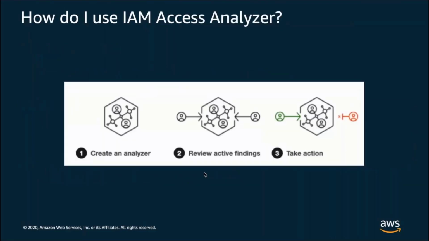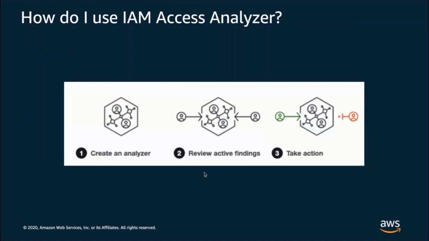So how do you use Access Analyzer? All you need to do is create an analyzer for your account or organization. As an example, let's say you create an account analyzer. As soon as you create the analyzer, Access Analyzer starts scanning all of the supported resources within your account and generates a finding when a resource can be accessed from outside of your account. Similarly, if you create an analyzer for your organization, Access Analyzer will generate findings for resources that can be accessed from outside of the organization.